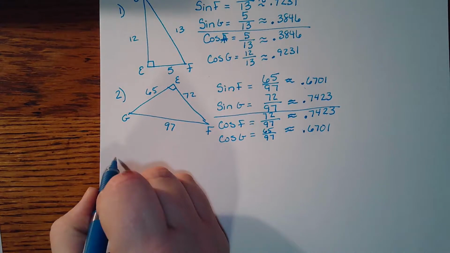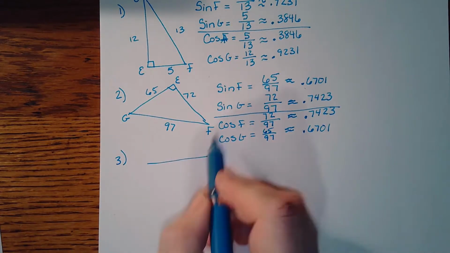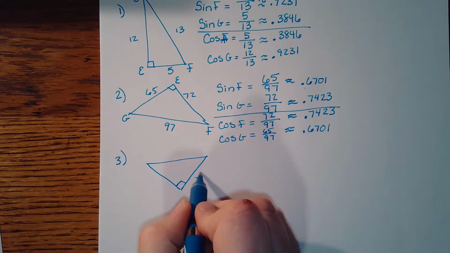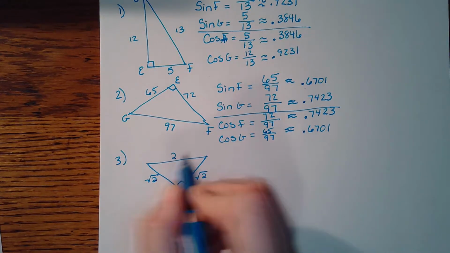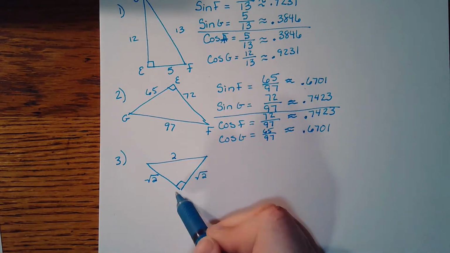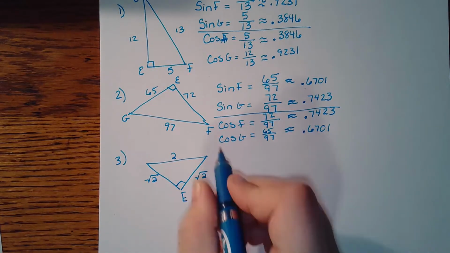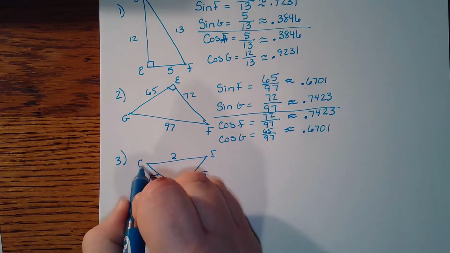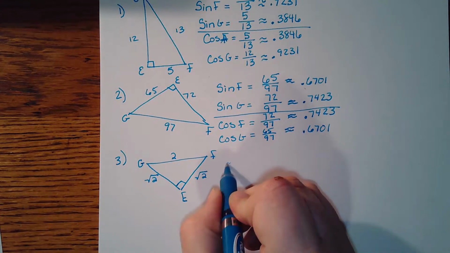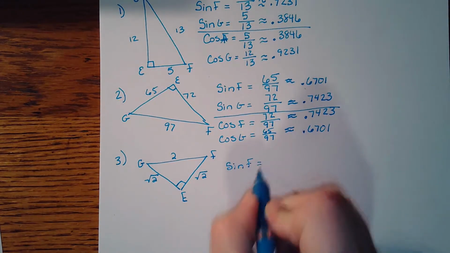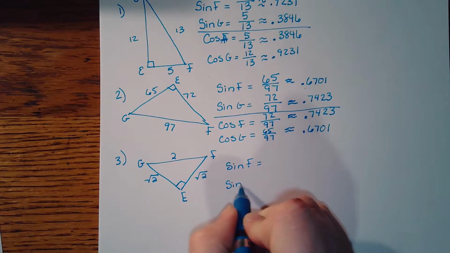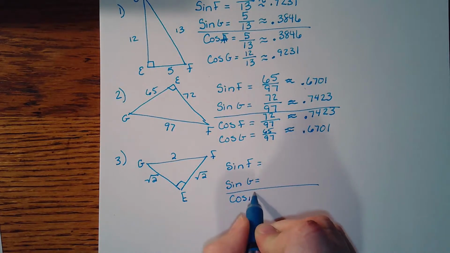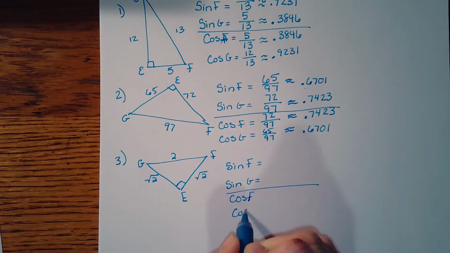All right, number 3. This has a 90-degree angle. This is square root 2, and 2. So this is a 45, 45, 90. And we talked about this when we were doing our 9.2. So you're going to notice something that happens with all of them. So let's get them set up. We have sine F, sine G, cosine F, and cosine G.